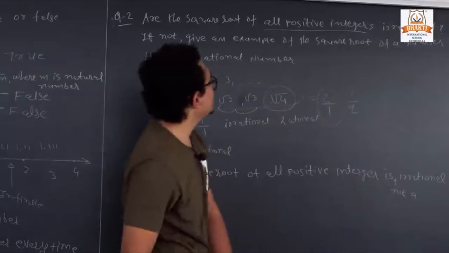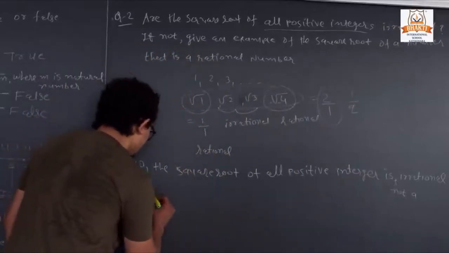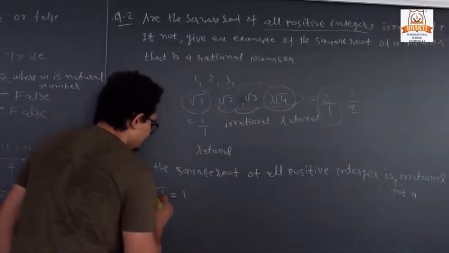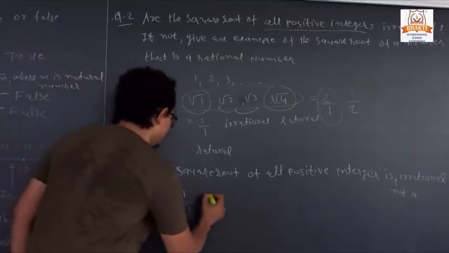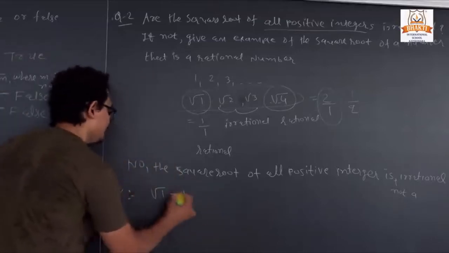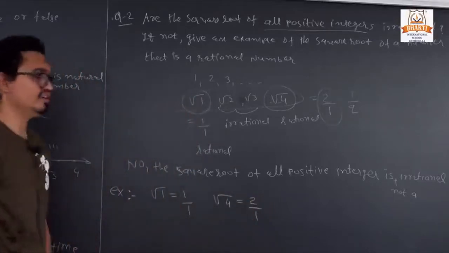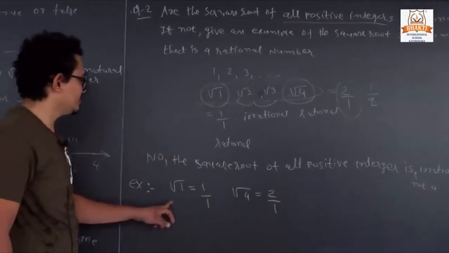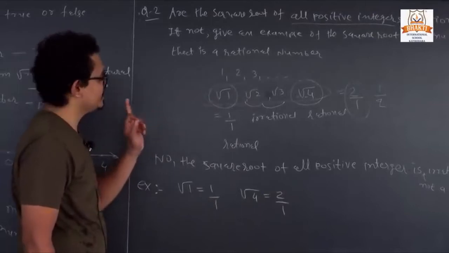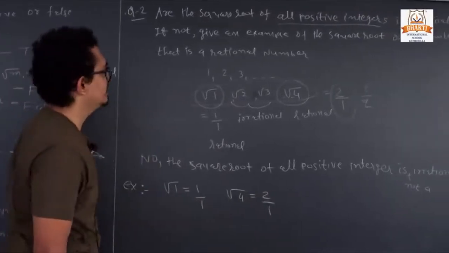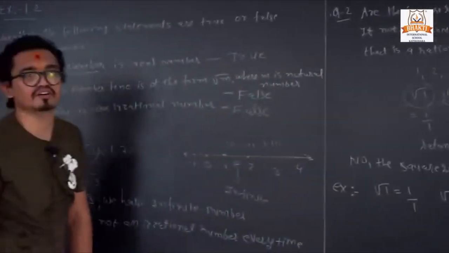Not irrational. And we are giving two examples. Which two examples? Root 1. So the answer will be 1, and we can convert the answer into rational form. And the second example, root 4. So we can convert root 4 into rational number form. So these two examples show that the square root of every positive integer is not irrational. These two examples we can take from your exercise number 1.2.